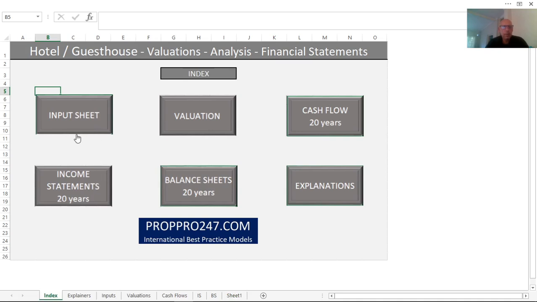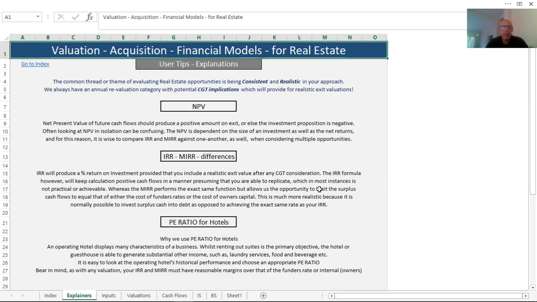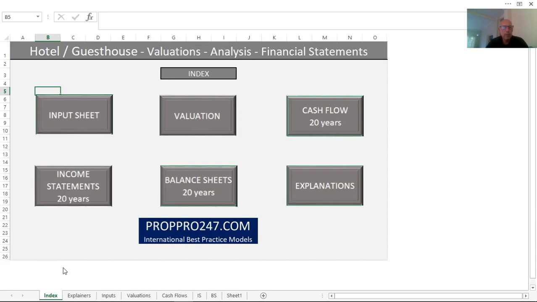You will note an input sheet, valuation, cash flow statements for 20 years, income statements, balance sheets, and brief explanations. If we have a look at the explanations, we'll just go through briefly the potential capital gains tax implications, net present value, internal rate of return and modified internal rate of return, the differences thereof, and PE ratio for hotels instead of cap rates.